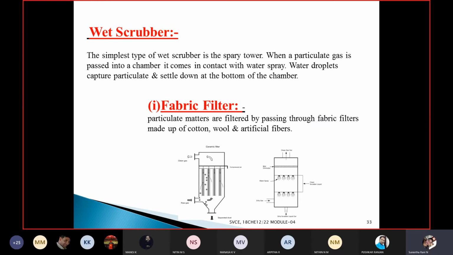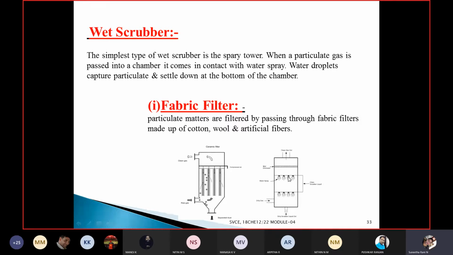The water spray: if you spray the water, because of the tiny size of the particulate matter, it gets absorbed on the surface and gets wet by the water vapors. Then it can be easily settled and easily captured. You can see here, this is a layer of water where we spray the water. So once the dirty gas is passed from here, it contains particulate matter.